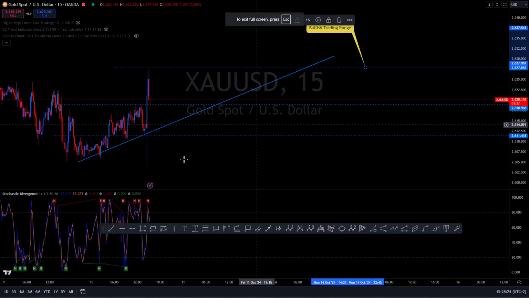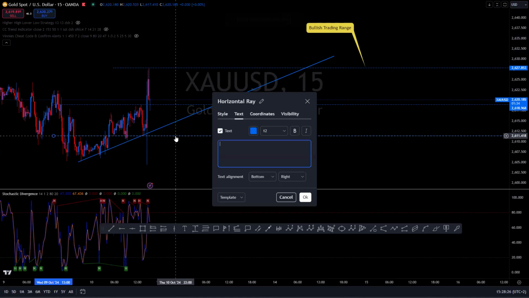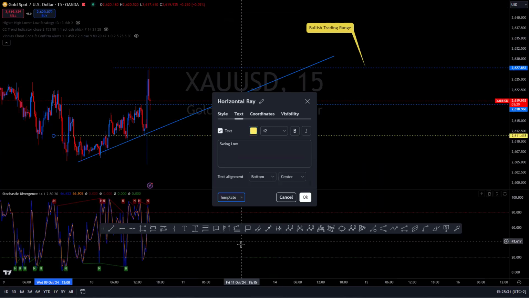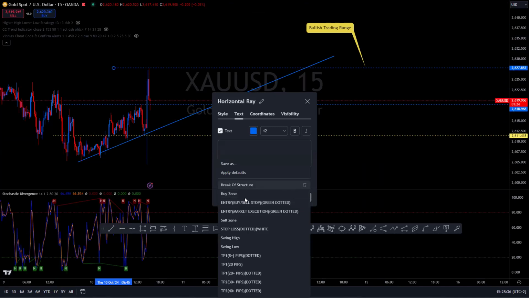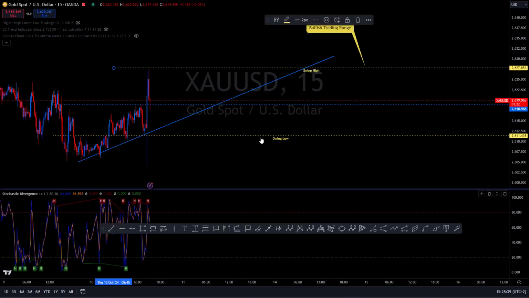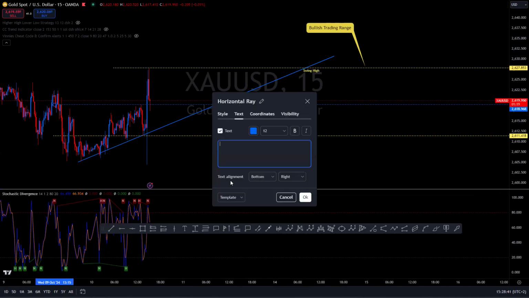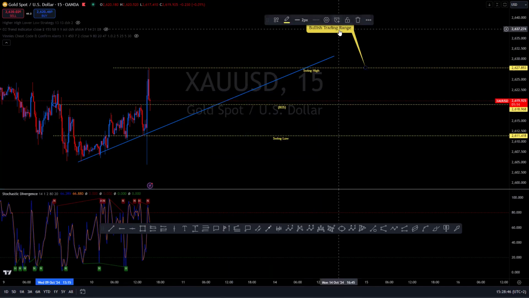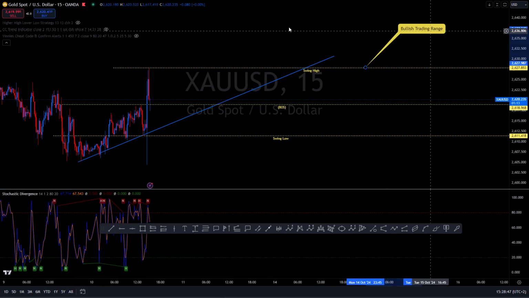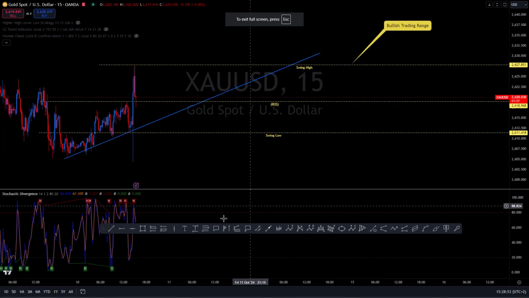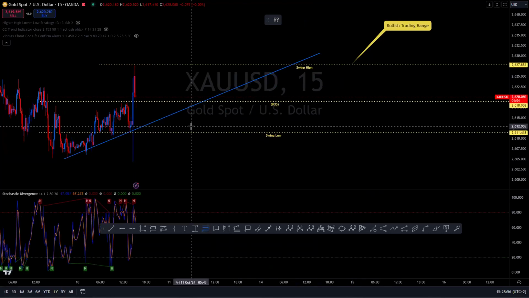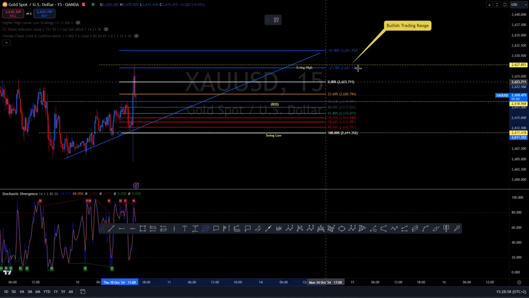Okay. So we're going to label these. This is our swing low. This is our swing high. This is our breaker structure. Now we're going to take the Fibonacci, and since we're in the bullish trading range, we're going to swing it from the most recent low to the most recent high.